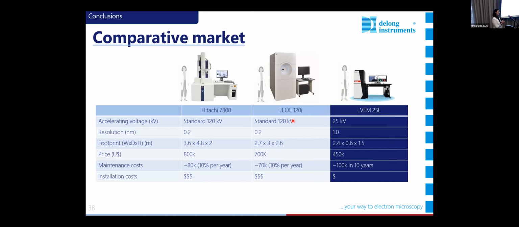And then when we talk about maintenance, because of the simplicity, we talk about like 100 in 10 years, let's say 10,000 per year. And for the others, usually it's about 10% of the cost of the microscope for maintenance. And installation cost is really zero for low voltage. When you compare to a high voltage or standard conventional system, you really need to prepare the entire room for that.